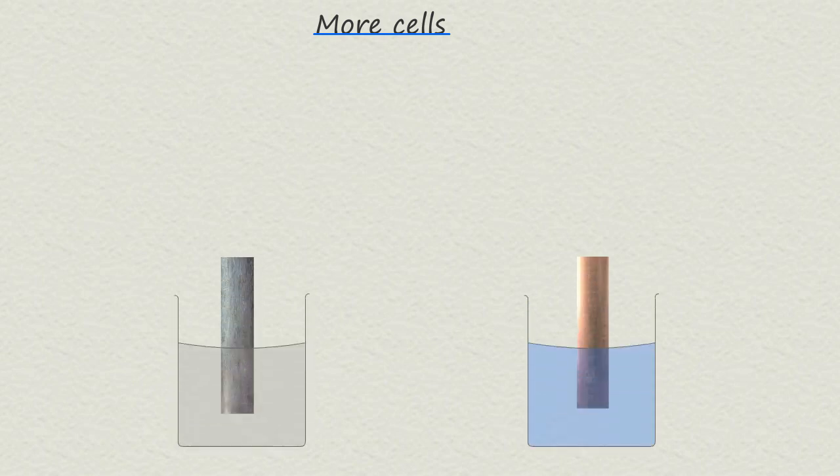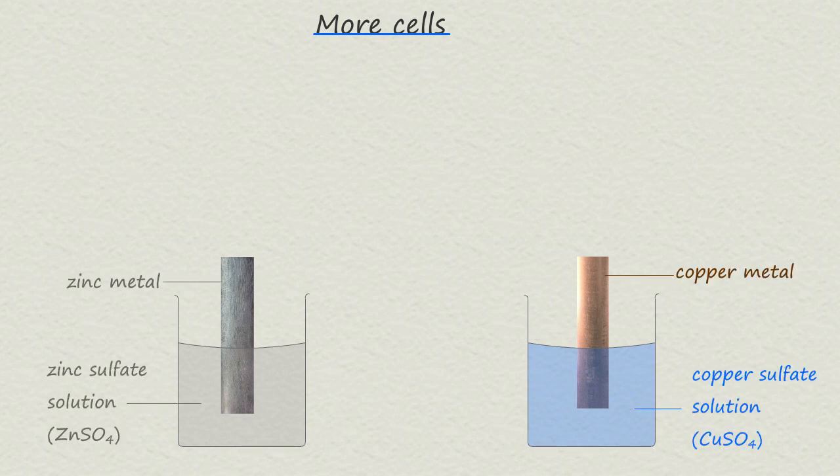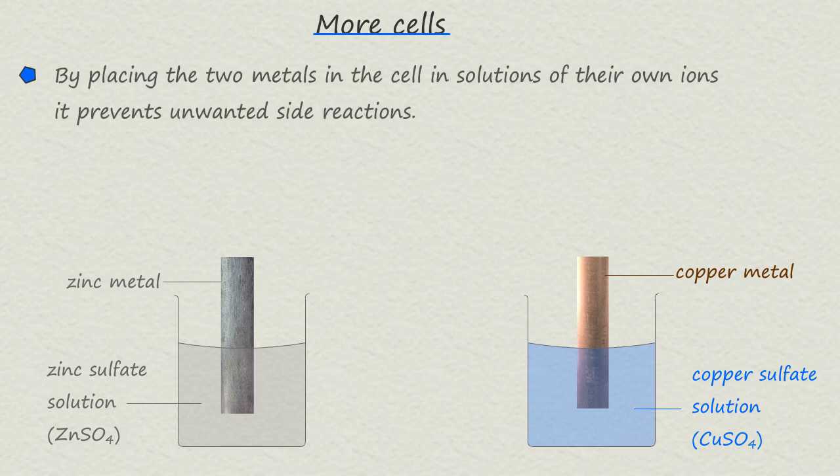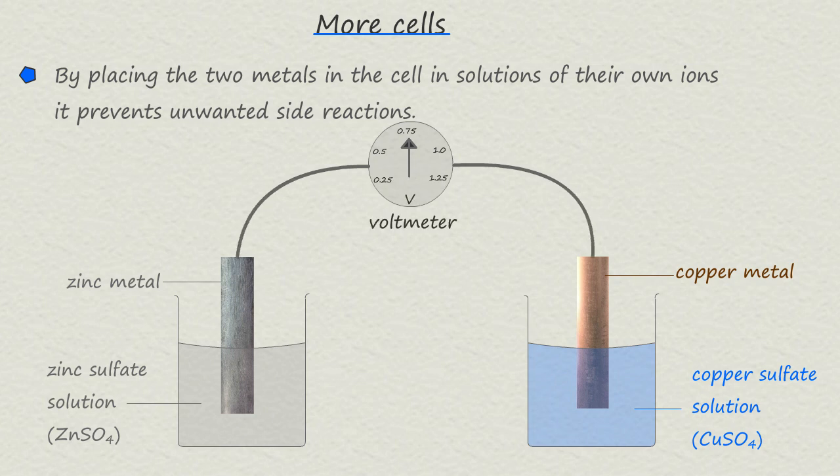Another way to set up cells is outlined below. This setup is often called a galvanic cell. In this cell, the two metals, copper and zinc, are placed in separate beakers containing a solution of their own ions. This prevents unwanted side reactions from occurring where the metals can react with the electrolyte and cause reactions that you hadn't planned for. The two metals are then connected by electrical leads to a voltmeter.